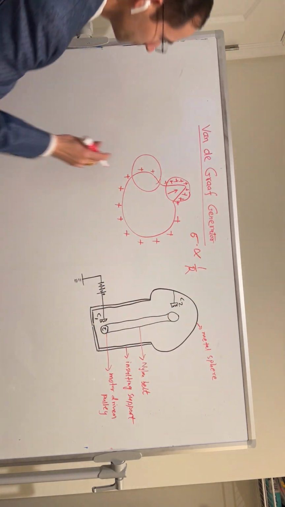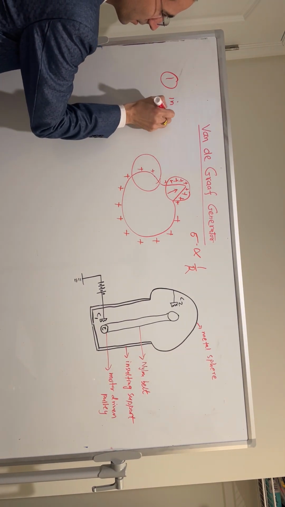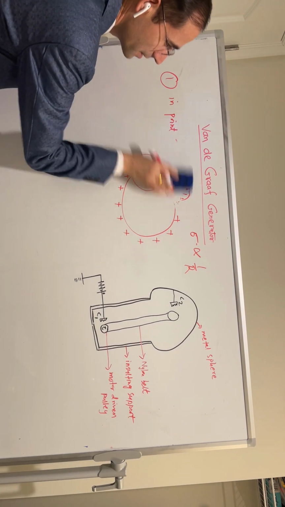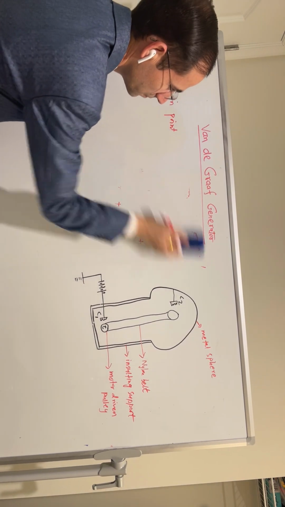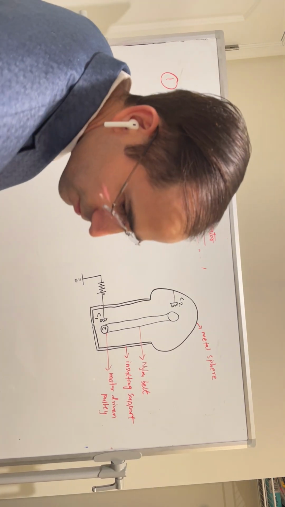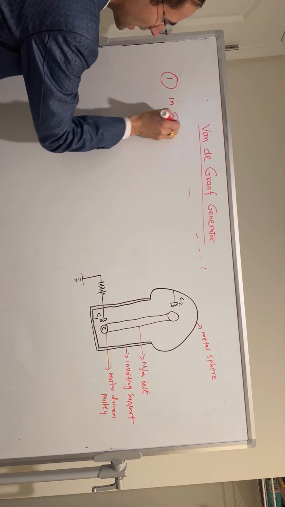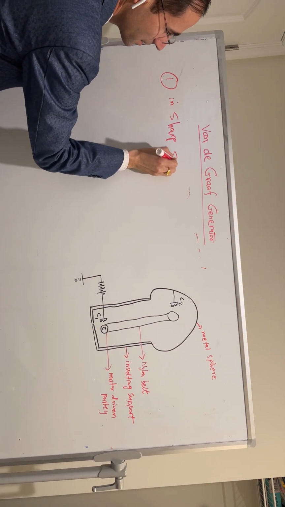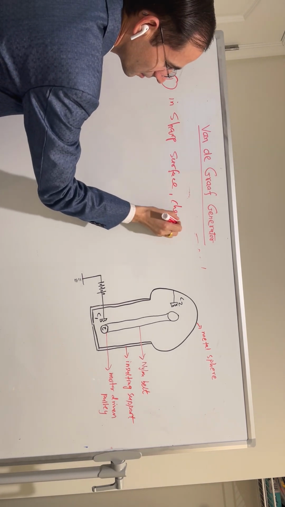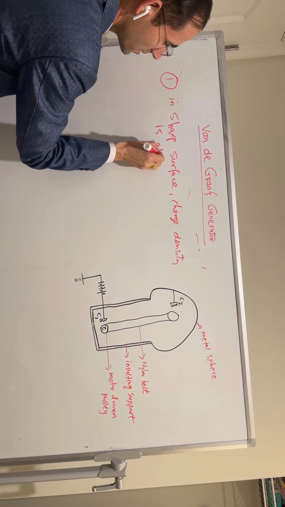Second concept, okay, the first concept is the pointed surface, we can say that. Let me write it down. In a sharp point, in a sharp surface, charge density is always higher.